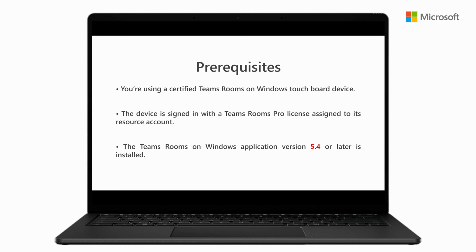Before you begin, make sure the following prerequisites are met. You're using Microsoft Teams Rooms on Windows touchboard device. The device is signed in with a Microsoft Teams Rooms Pro license assigned to its resource account. The Teams Rooms on Windows application version 5.4 or later is installed.